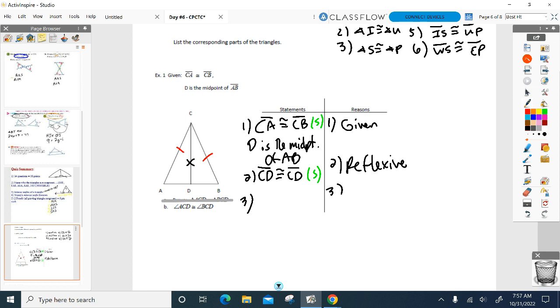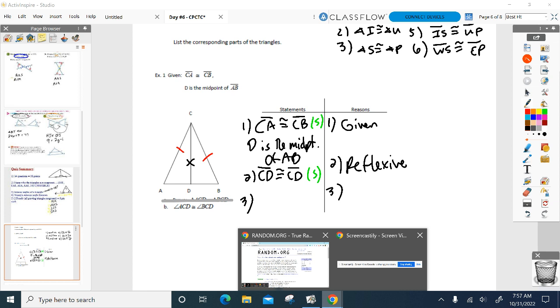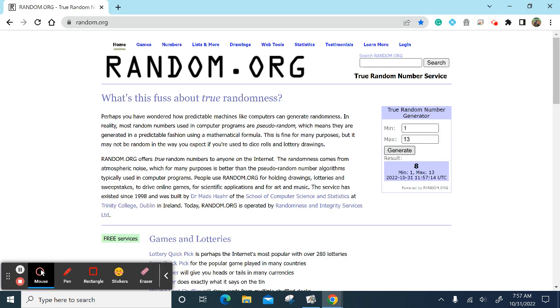Two down, one to go. Where's the other pair of angles or sides going to come from? Remember, use all your givens. They're there for a reason. What else you got?